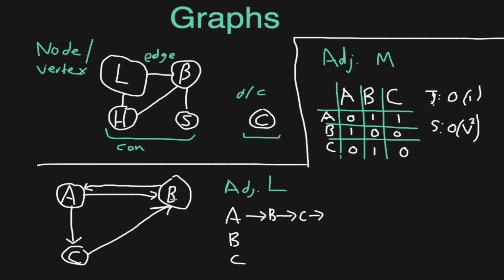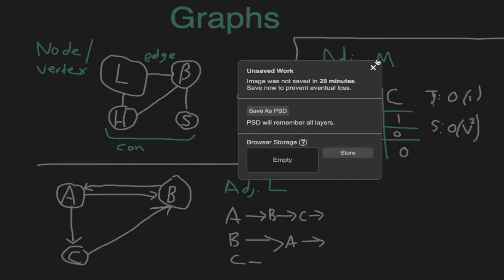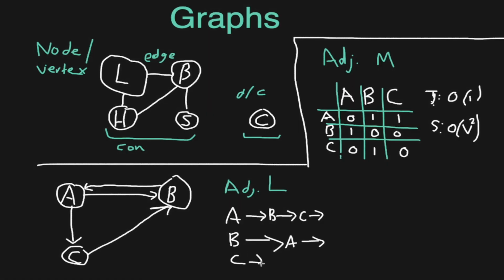So in a similar way, we have B here, and B points towards A. And then we just have an empty pointer there because, again, C points to B, but B doesn't point towards C. And then C points towards B here, and that's the only thing C is pointing towards.